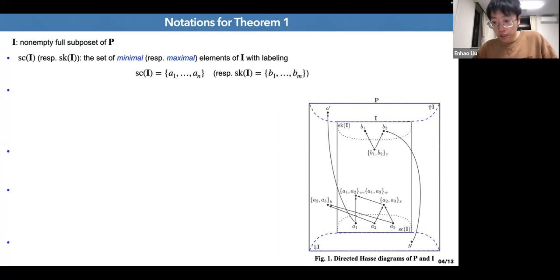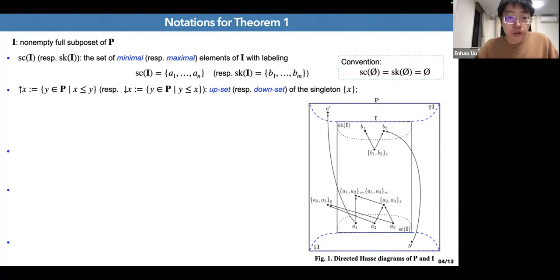As you can see on the right-hand side in the figure, we have 3 sources and 2 sinks in this example. And we adopt this convention also: the source of the empty set, equal to the sink of the empty set, is just the empty set.